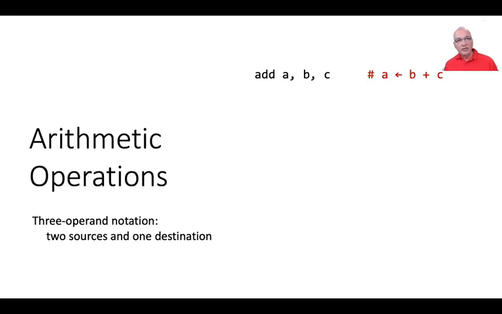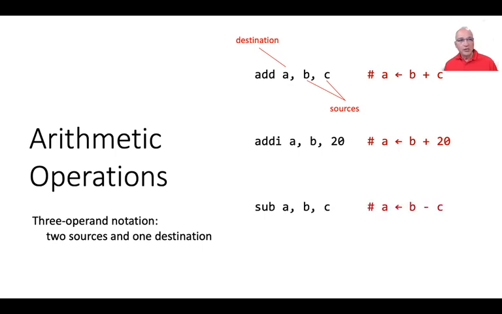What you have on the right, after the sharp symbol, anything after the sharp symbol is a comment in assembly. It's not part of the program. So there are two source operands and one destination operand in this add operation. We may also add a constant to a value or to a register in the processor, and in this case, the operation becomes an addi operation. I stands for immediate, so we are adding an immediate value. In this example, we are adding the value 20 to B and putting the result into A.